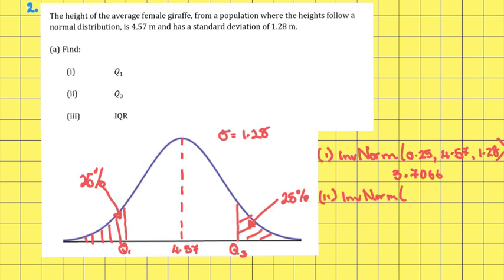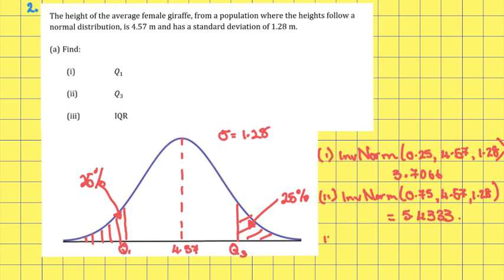For part 2, we want to use the inverse normal, but this time the area, because remember we can only do the area up to that value Q3, so it's 75%, 0.75. Again, it is 4.57 for the mean and 1.28 for the standard deviation. If we use our calculator, we get a value equal to 5.4333.